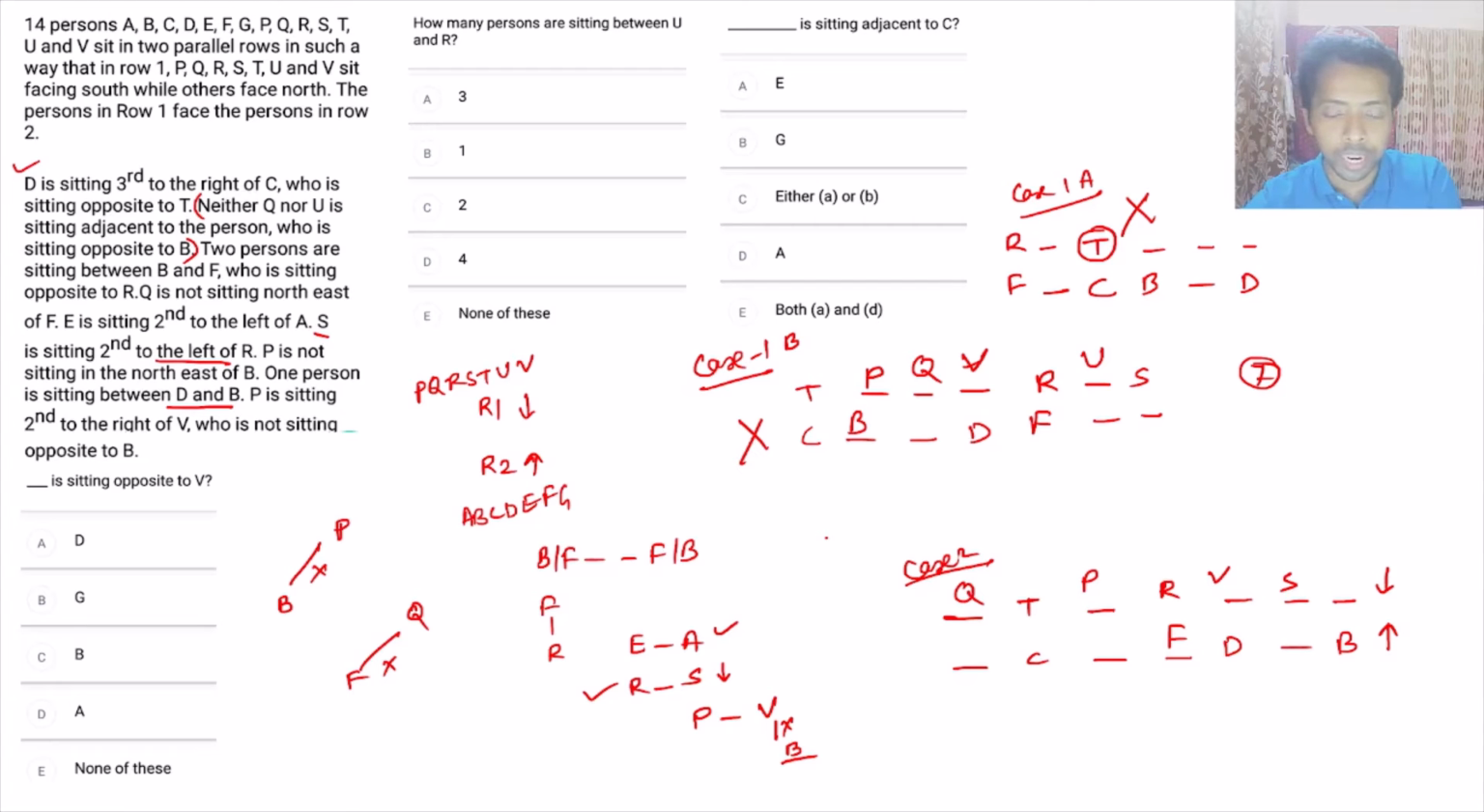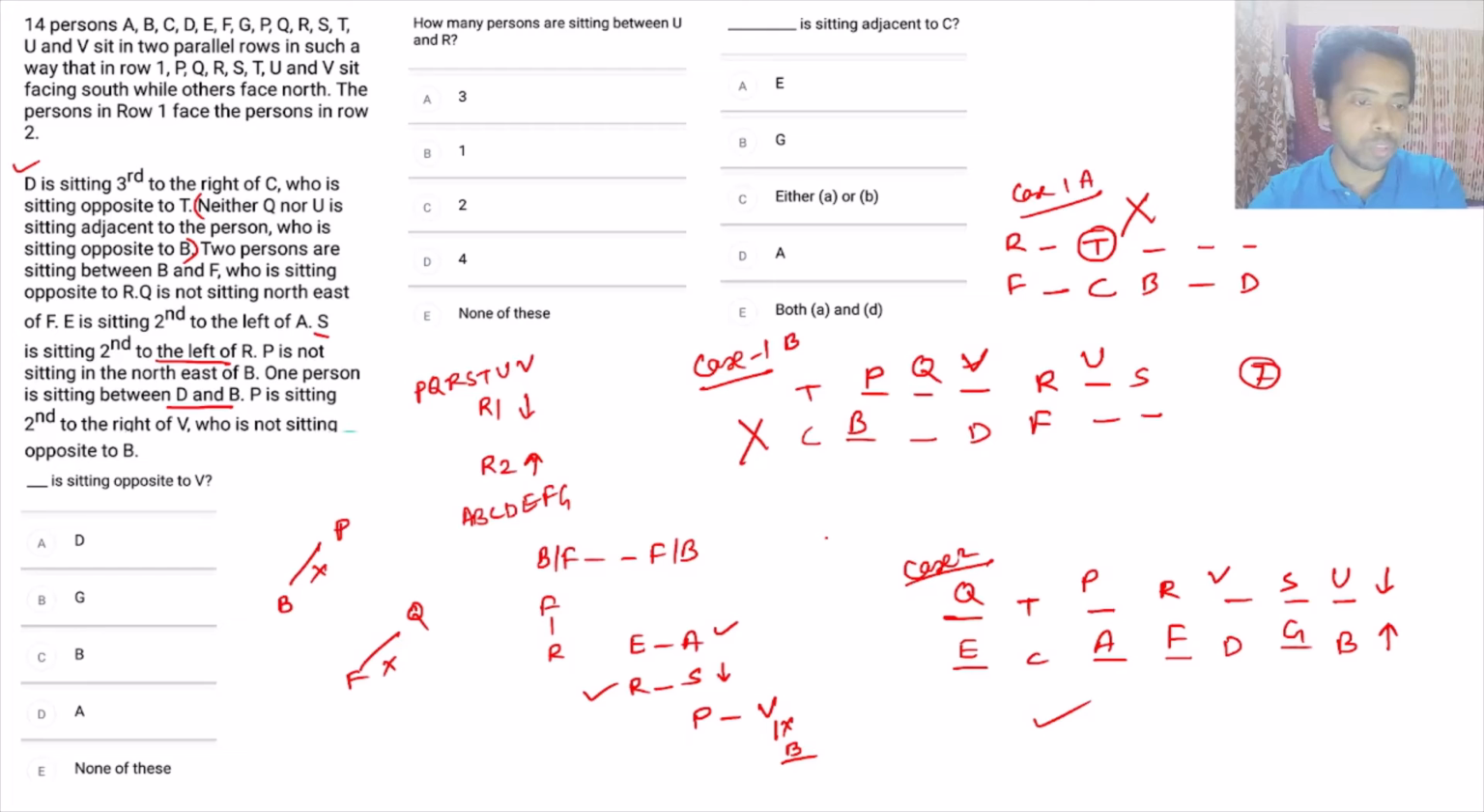Now E and A, only one person can sit between them, E sits second to left of A. That means this position, E and A, and only one person left, that is G in row 2, and in row 1 only one person left, that is U. So this is the final arrangement, right?